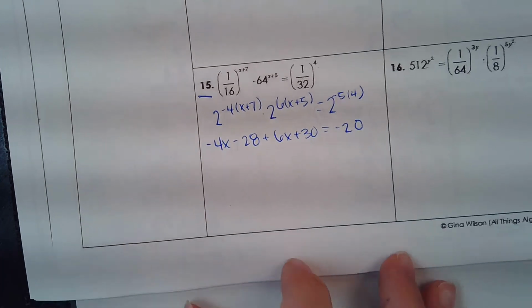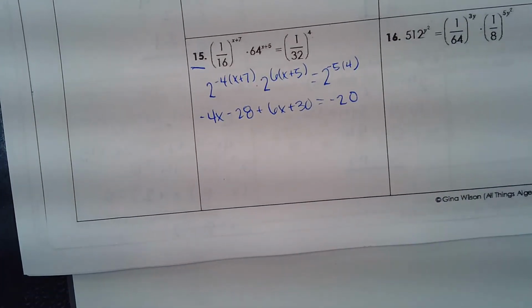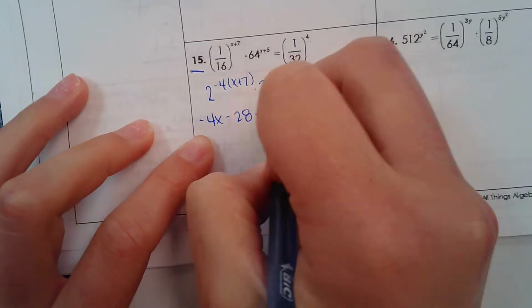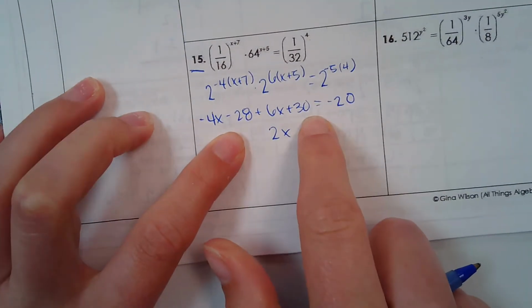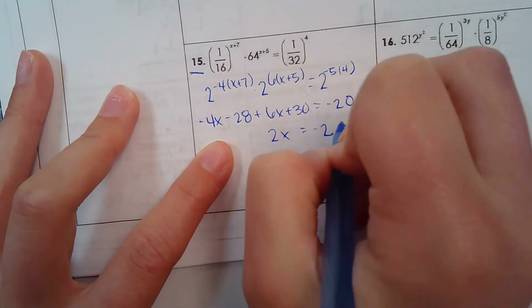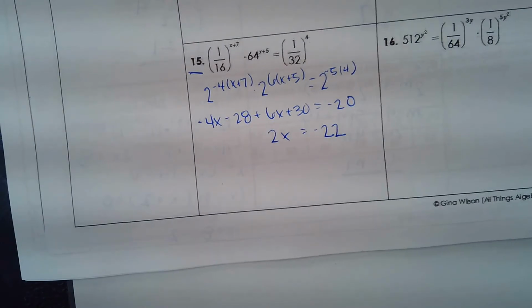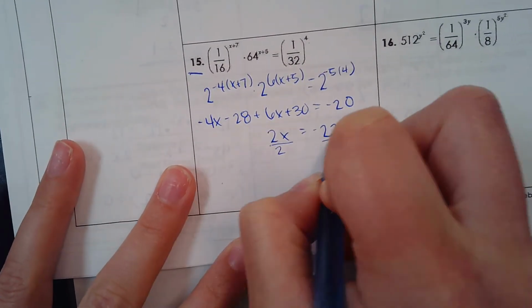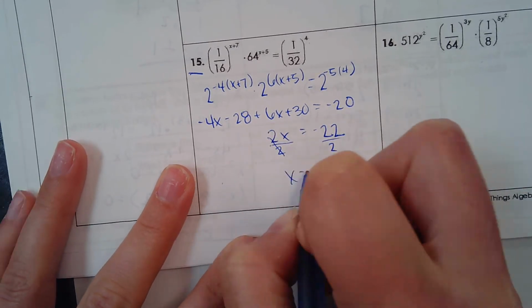Then from there, I would combine like terms and move stuff over. So negative 4x and 6x is going to give us 2x. Negative 28 and 30 is 2. So I'll just subtract that and get negative 22. And what's our last step? Divide by 2. So x equals negative 11.